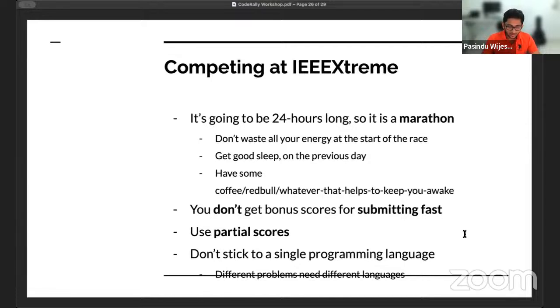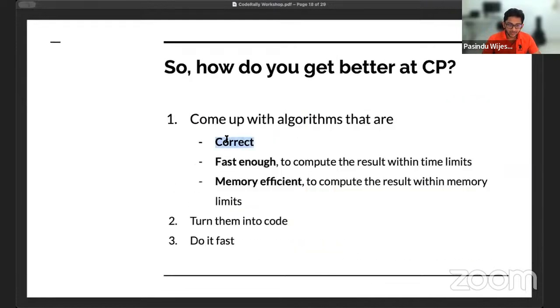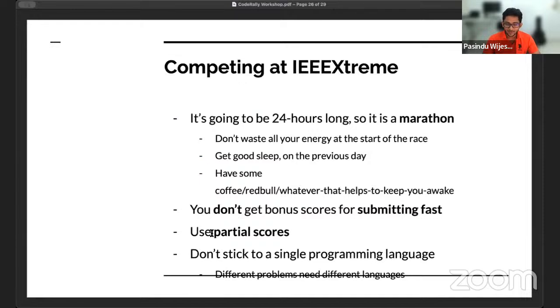And then the third point is IEEE Extreme, it allows partial scores, right? So previously we talked about an algorithm needing to be correct, but an advantage that you have at IEEE Extreme is that even the algorithms that are not so great can get scores because they have partial scores, and the test cases are not that tight. They are not very tight in a way that they can evaluate for the correctness of the algorithm. So you can utilize partial scores to boost your rank up.